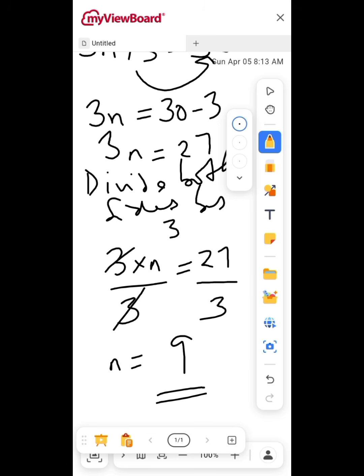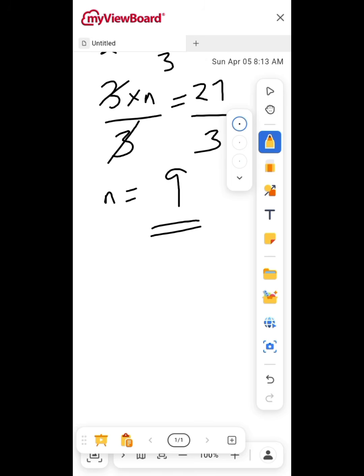So they're asking for the smallest number. Now, don't forget that we said the numbers are n, n plus 1, and n plus 2. So if n is 9, the next number is 10.